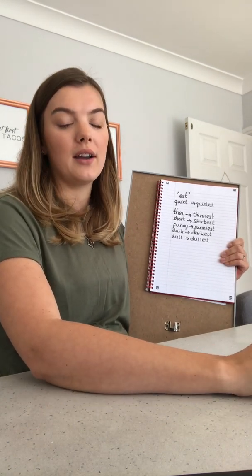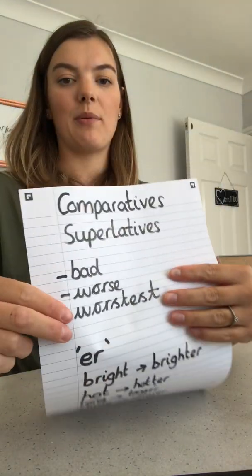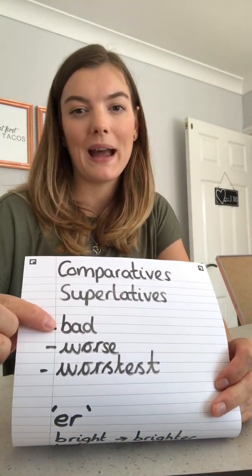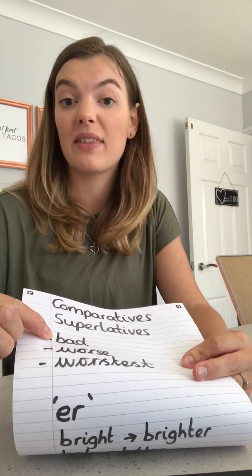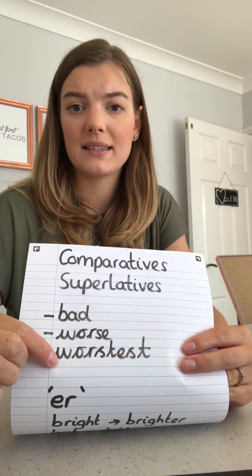Now, not all words can be changed to comparatives or superlatives. There are some exceptions to the rule. I've written a couple of examples at the top of my paper here. So bad, we wouldn't say badder or baddest. We would possibly say worst or they're the worst. Worse wouldn't become worsest, it's just worse. So there are some exceptions to the rule. You can often notice if there's some exceptions to the rule because they often don't sound right.